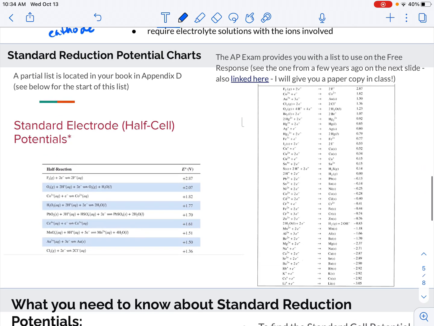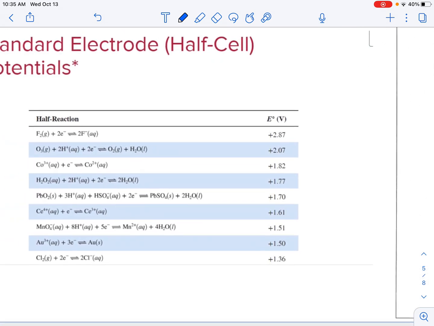I also want to give you some background on standard reduction potentials. A reduction potential is the likelihood of that reactant to gain electrons. So we're basically saying that a more positive reduction potential means it's more likely that the reduction would occur. Okay, so you have some charts, and these are determined in the lab experimentally. And so you have a few charts that tell you what's happening, and you can see that this is a sample of the one from your book.